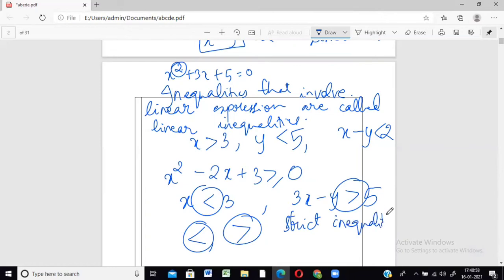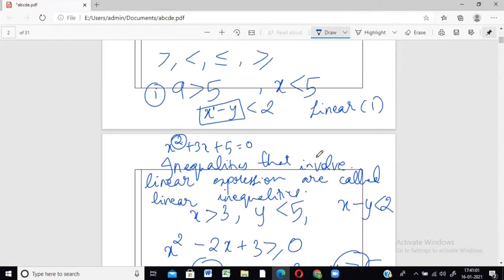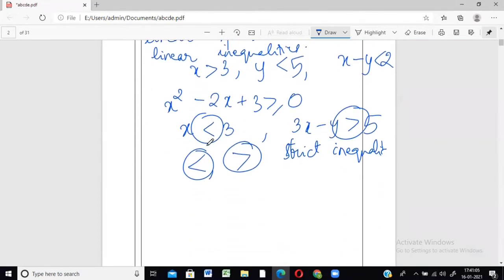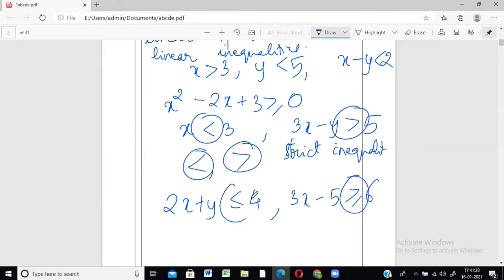strict inequality, as I wrote above, 9 is strictly greater than 5. We know that, right? We can never say 9 is greater than or equal to 5. We can't say that, right? Because we know that 9 is definitely more than 5. Okay, and these are called strict inequalities, please remember. And sometimes when we use equations like this: 2x plus y is less than or equal to 4, or 3x minus 5 is greater than or equal to 6.